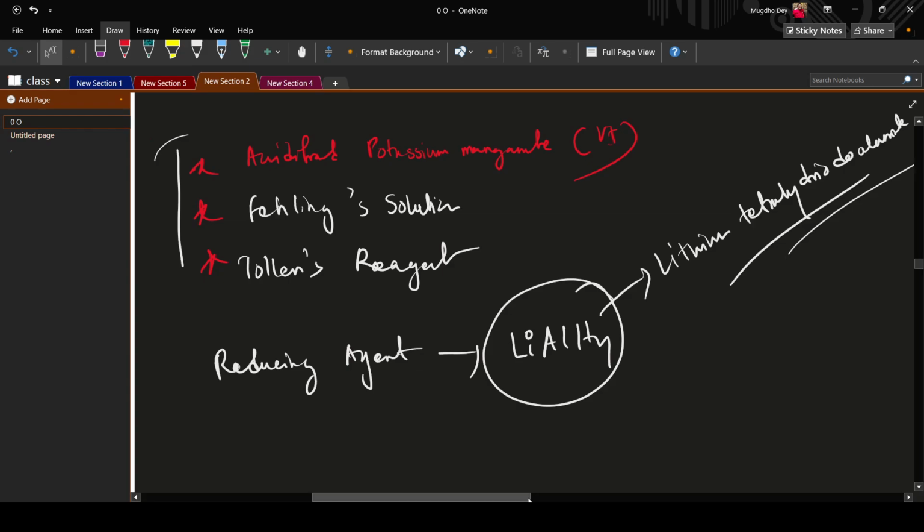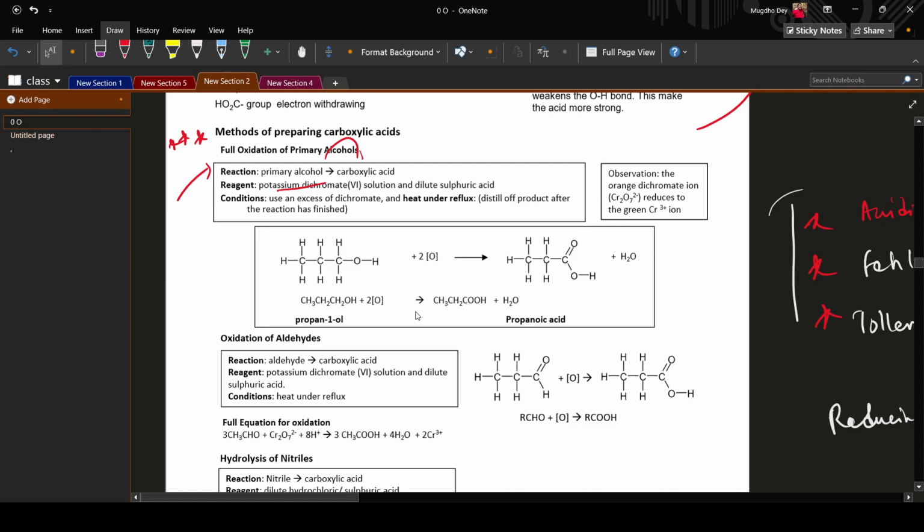Okay, so this is lithium tetrahydroaluminate, a reducing agent. Anyways, one way of producing carboxylic acid is direct oxidation of primary alcohol. You can see the reaction. One example: propanol being oxidized into propanoic acid. This is known as active oxygen, or also another name, nascent oxygen.